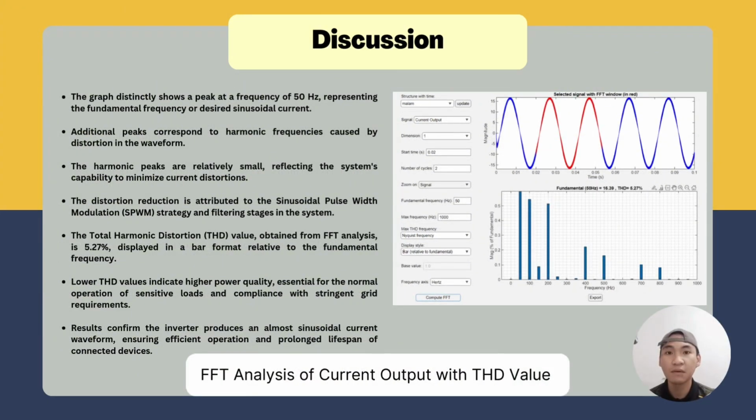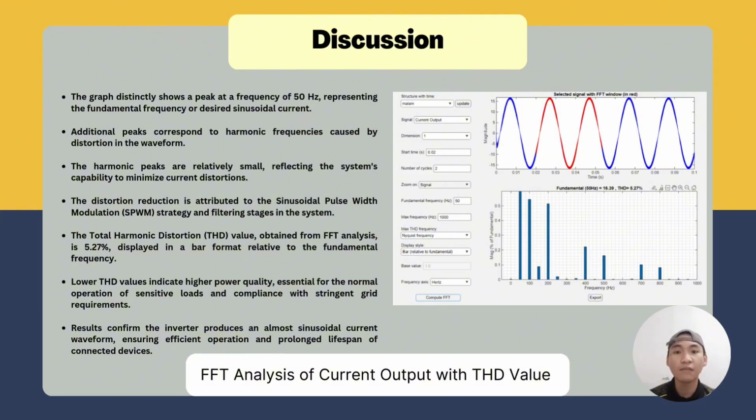Now I will explain about the FFT analysis of the current output. As the figure shown in this slide, the FFT analysis of the current waveform provides a better view of the harmonic content and its behavior in the frequency domain. Distinctly shown in this graph is a peak at a frequency of 50 Hz, that is the fundamental frequency of the desired sinusoidal current, and other peaks corresponding to the harmonic frequencies.